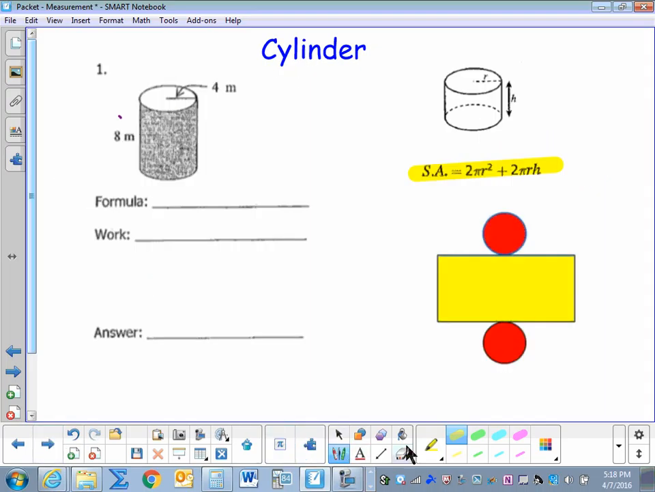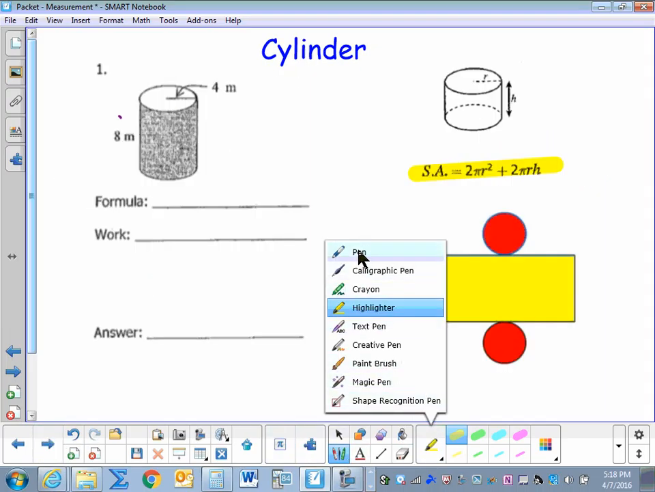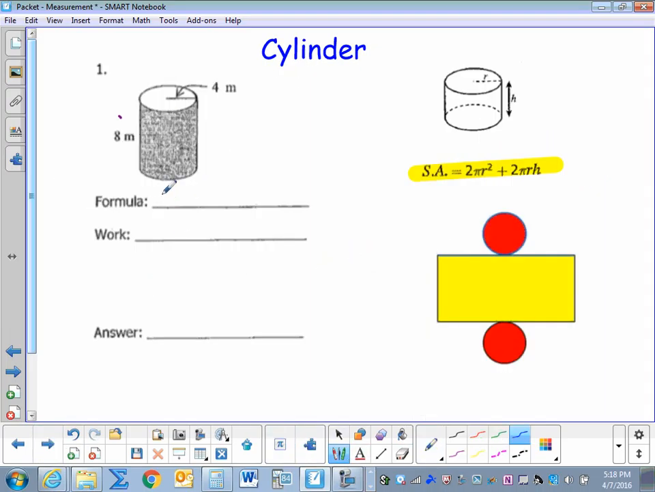So let's calculate the surface area of a cylinder. So we begin by writing our formula. 2 times pi times the radius squared plus 2 times pi times the radius times the height. Now we're going to label the numbers in our figure. 8 is the height. 4 is the radius.